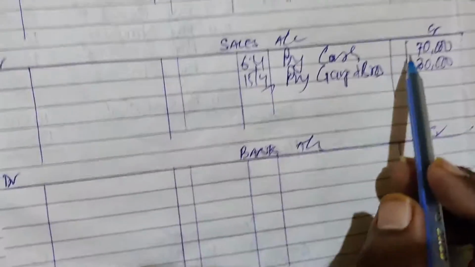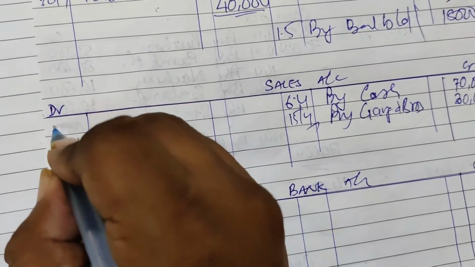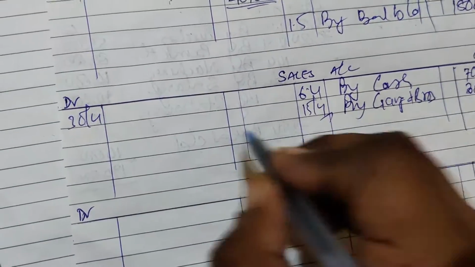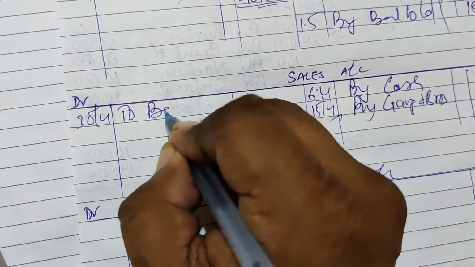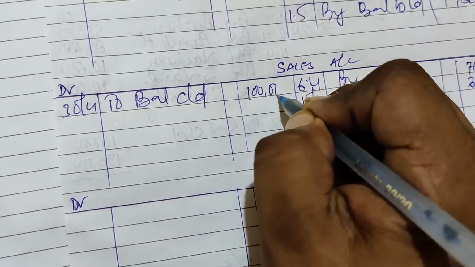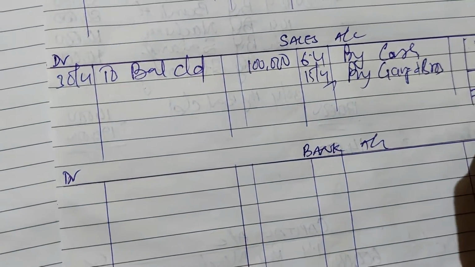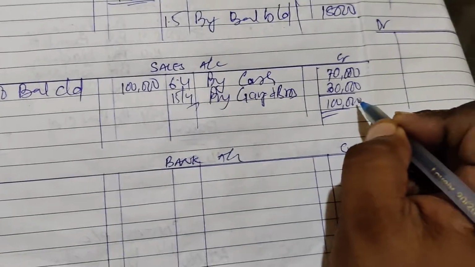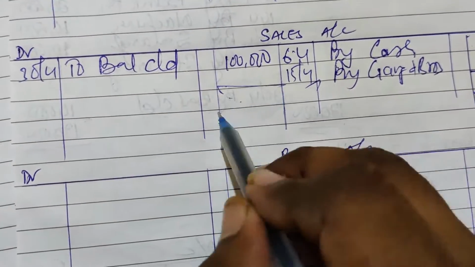So here the credit side is more. What will we write here? At the closing figure, the credit side is more, so to balance carried down. How much carried down? 1 lakh, to make both sides of the ledger equal. Now this side is 1 lakh total, and this side is also total 1 lakh.